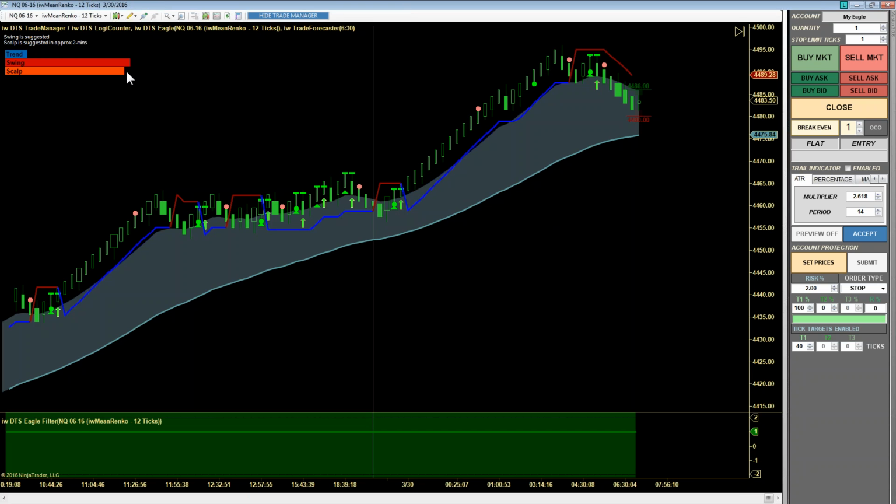This tool you see up here in the left corner is called the Trade Forecaster. This is one of these system add-ons that I was mentioning.